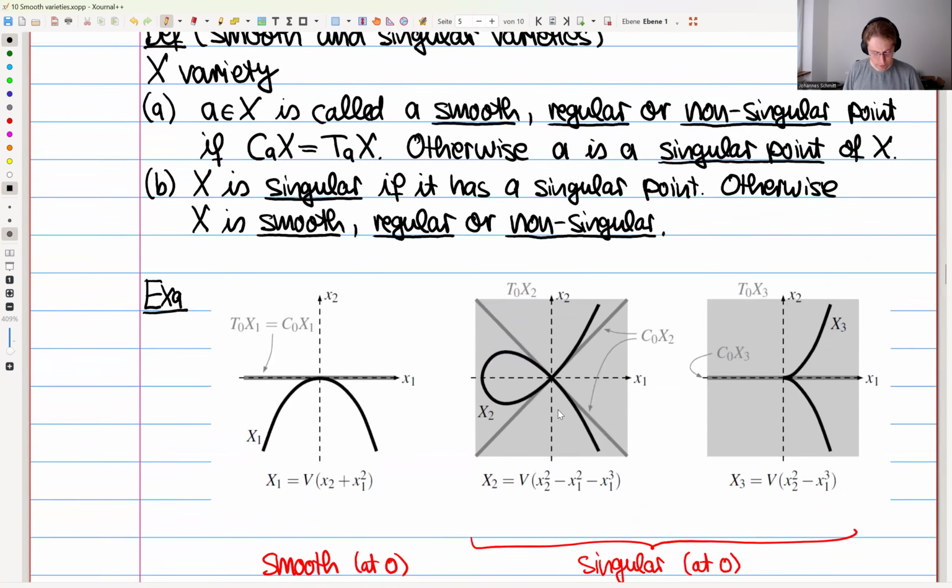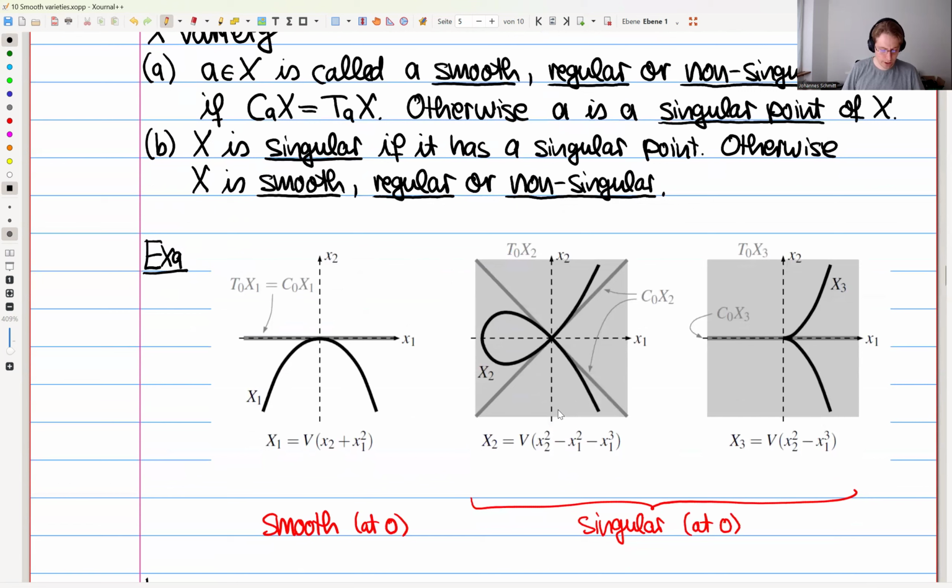And so, for examples, we have always looked at these three different curves. And then in the first case here, this basically parabola, at the origin, we saw that the tangent space and this cone agree, both give the x-axis. And so this thing is smooth at the point 0, and we're going to see soon that it's also smooth everywhere else.